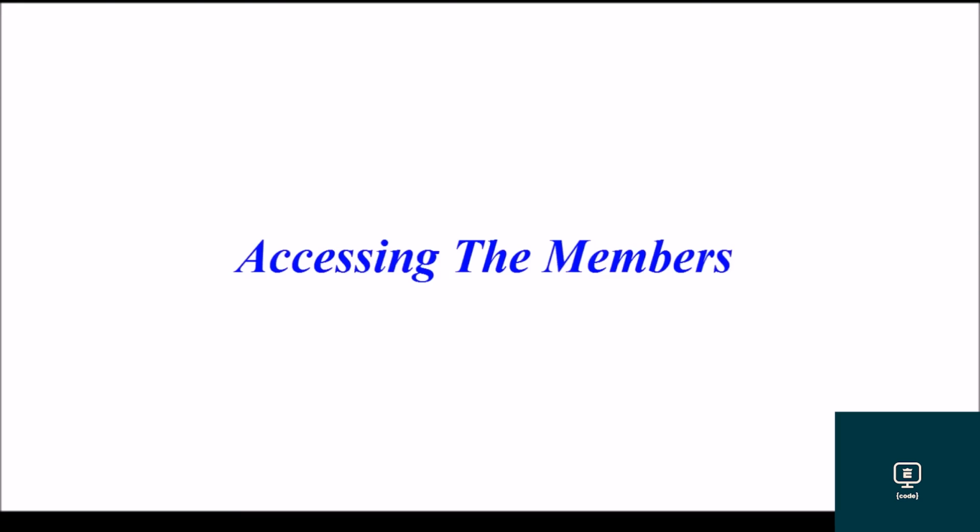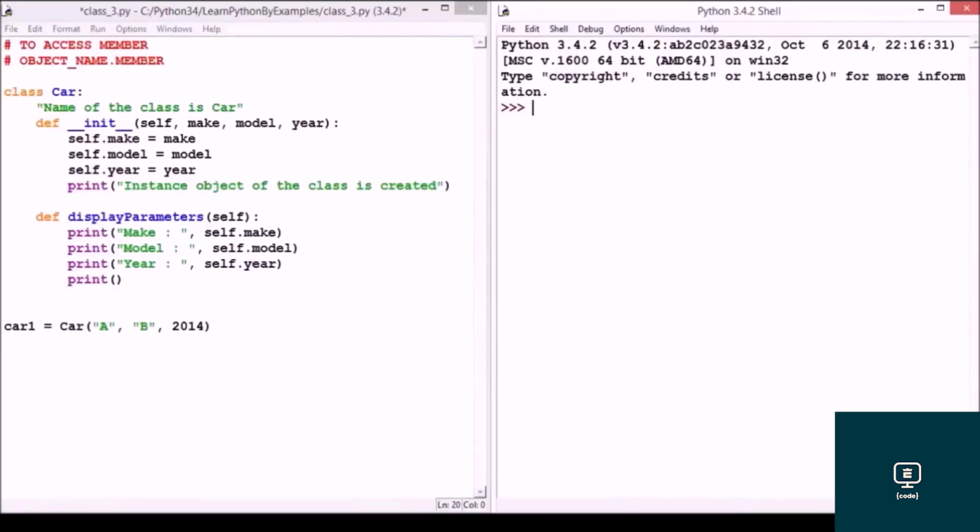We will cover how to access the members. Let's continue with the same example. Let's create another object here as well, and let's call that new object car2. For car2, let's say make is C, model is D, and year is 2000.